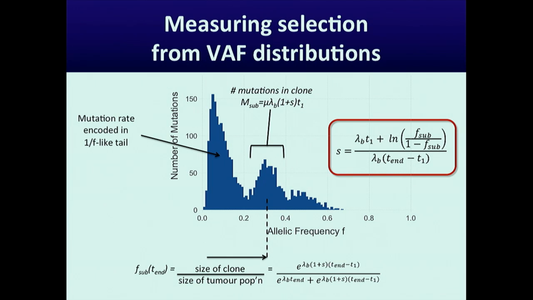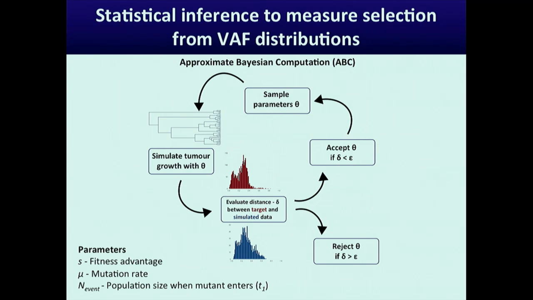And so to actually estimate S, we resort to doing approximate Bayesian computation, and we use approximate Bayesian computation so that we can represent all of the noise in the sequencing data, which is not captured by this analytic solution I just showed you. So I'm sure most of you are familiar with ABC, but just in case, it's a really cool statistical inference technique from population genetics.